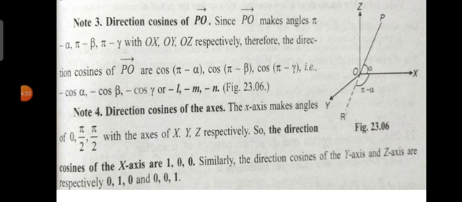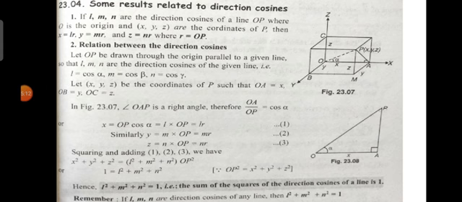And next, the axes make angles 0, pi by 2, and pi by 2. What may be the angles of the axes? For the x-axis, y-axis, and z-axis respectively. So the direction cosines of the x-axis are 1, 0, 0. Similarly for the y-axis and z-axis, which you have to remember. For the x-axis, it is 1, 0, 0. For the y-axis, it is 0, 1, 0. And for the z-axis, it is 0, 0, 1. That is the direction cosines of the axes.